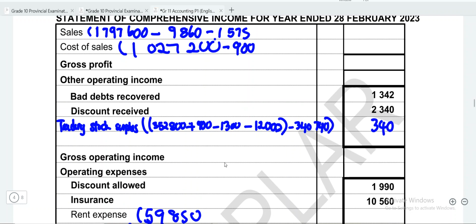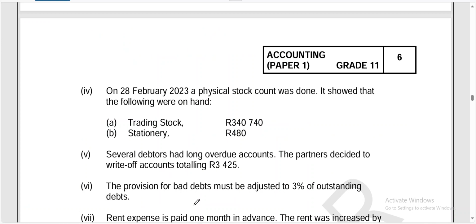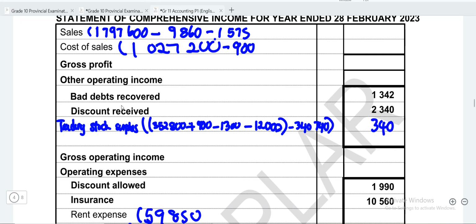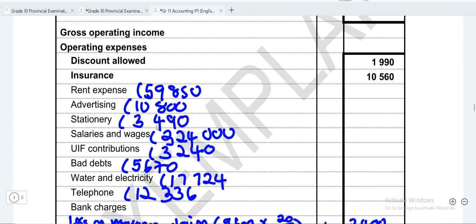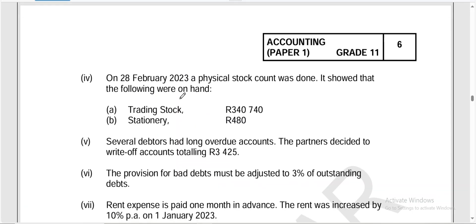Now let's go to the next transaction and check what they're saying. We also have stationery on hand for 408. So that stationery, we are going to say subtract 480 because it was not used. Once you're done with that, you can proceed to the next transaction.